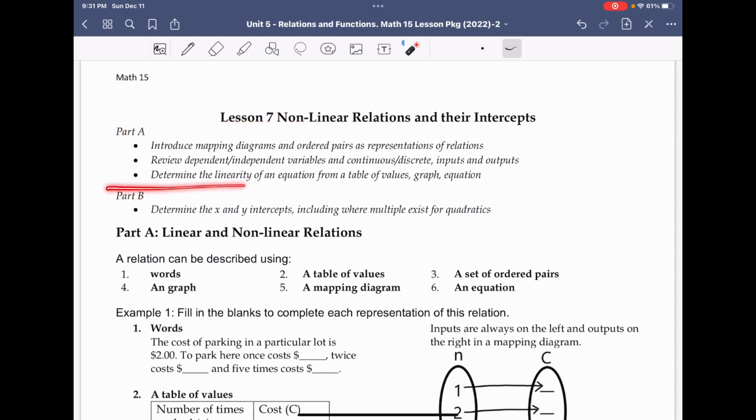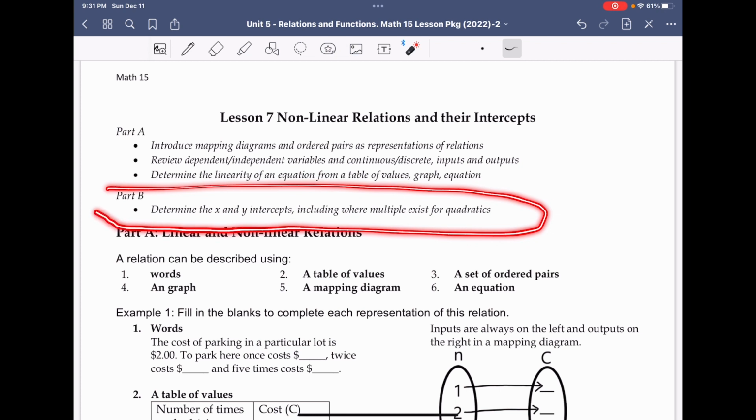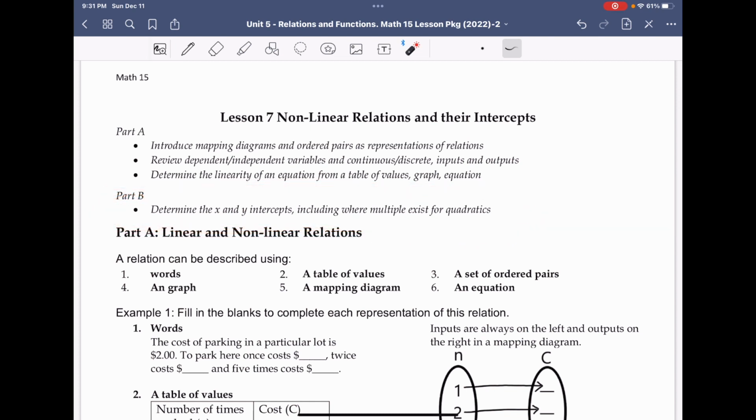Now, Part B then will become determining the x and y intercepts, including where multiple exist for quadratics, which extends beyond just relations and functions dealing with linearity and now goes to different types of functions.